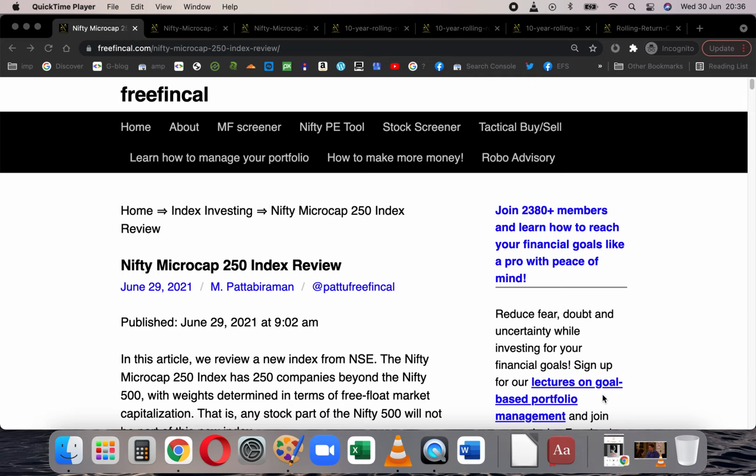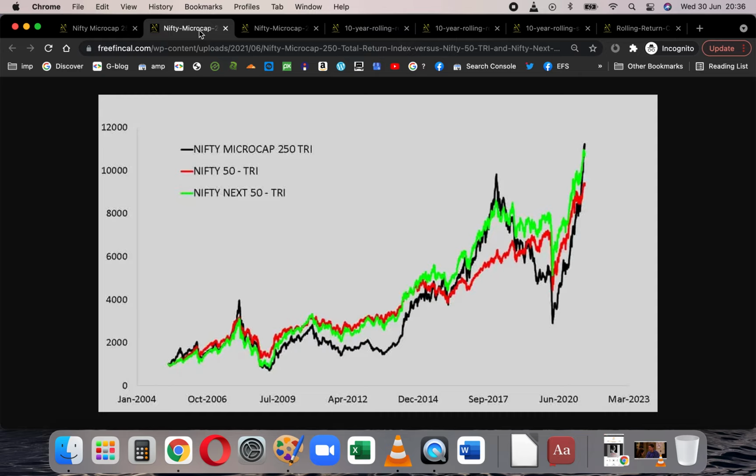That is, the Nifty Microcap 250 index can have stocks in the bottom 500. The top 500 is the Nifty 500 and the NSE 500. We will generally assume that this will have 250 stocks from the bottom 500. So with that kind of slightly vague definition in place, let's take a look at the evolution of the index.